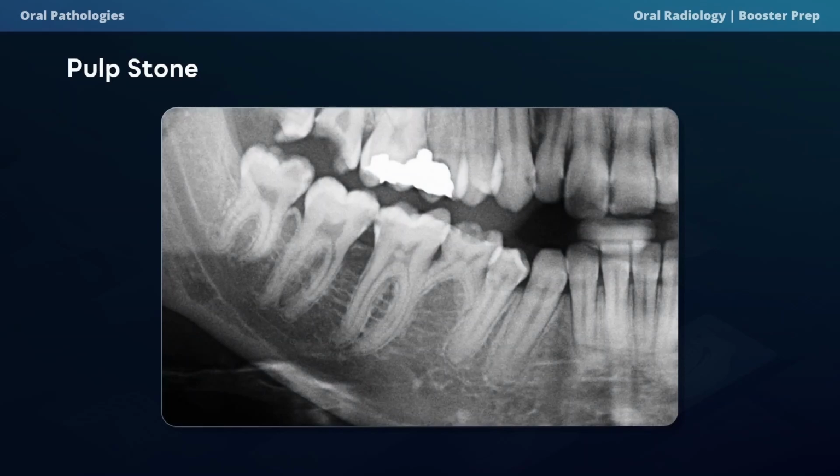Next, we can see pulp stones, which appear as small radiopaque spots within the pulp chamber or the root canals of the teeth, and these are calcified masses. In most cases they don't cause any symptoms, they're asymptomatic, and they're usually just an incidental finding on the radiograph.